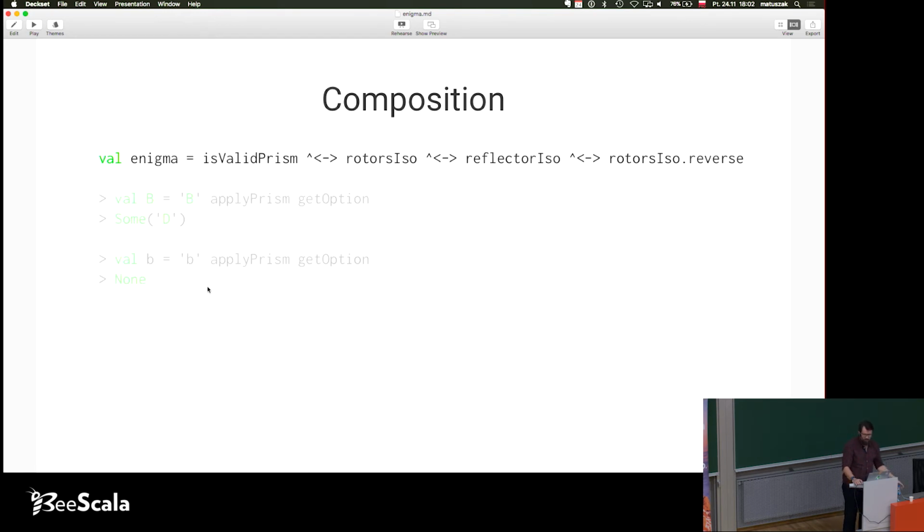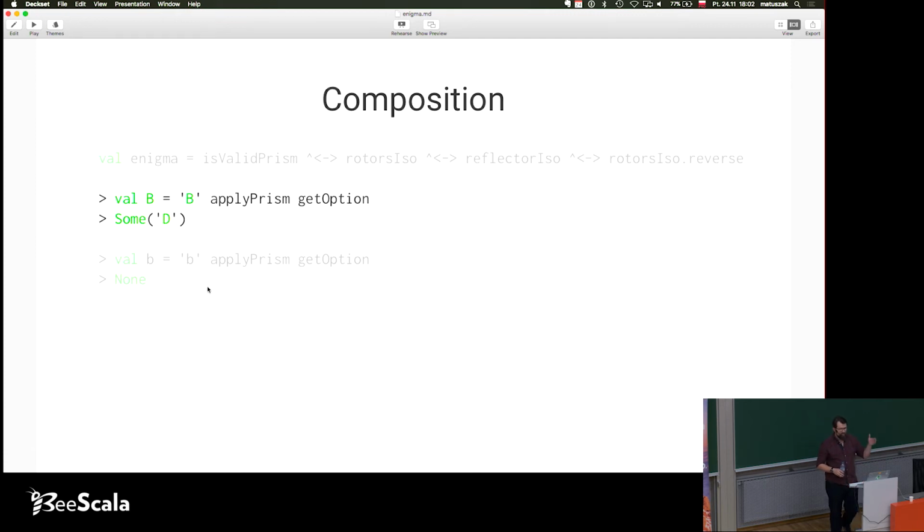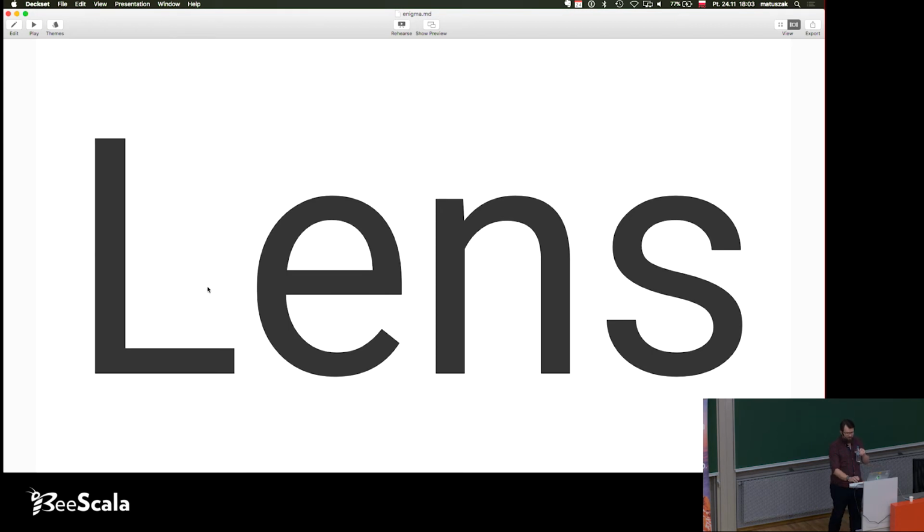And this way, in here you have some cryptic methods to make it shorter, make it nicer. And once you apply the Prism to valid input and call the getOption, then you get some value. In other case, you get None. Lenses.